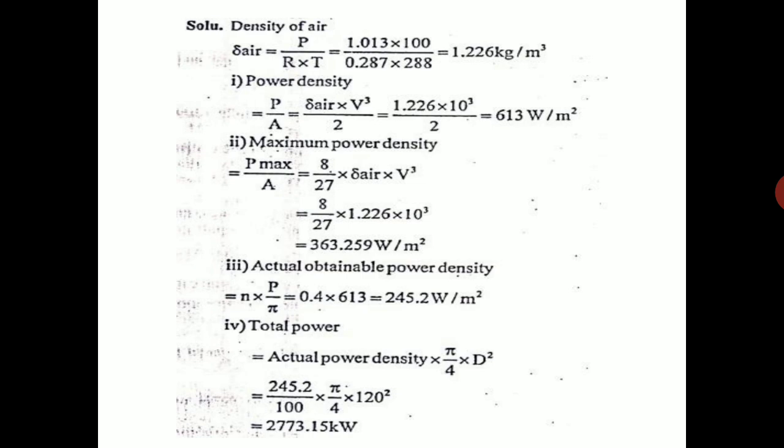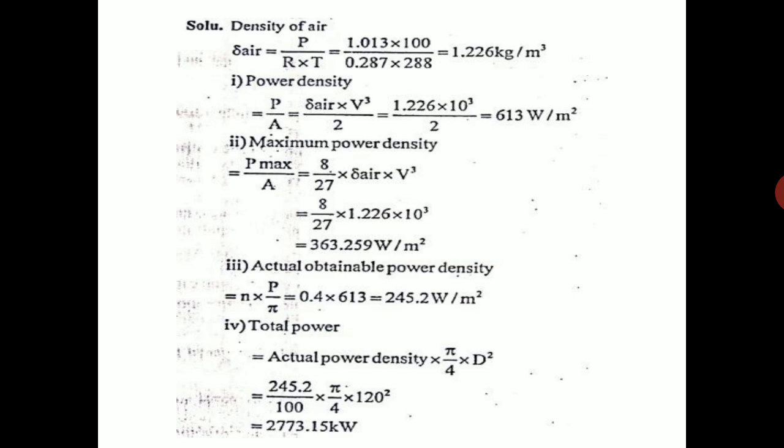Okay. Now, what is the actual obtainable power density? They have given that the propeller type turbine is working at an efficiency of 40%. So the actual obtainable power density is efficiency into P by A, that is power density. So efficiency is 0.4 and we have found power density as 613 watt per meter square. So you get 245 watt per meter square. This is the actual power density you will get at 40% efficiency.